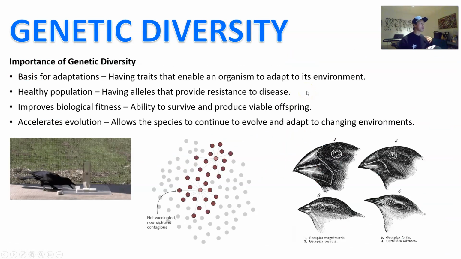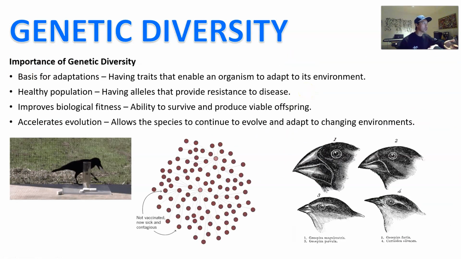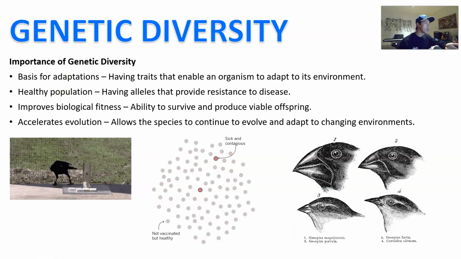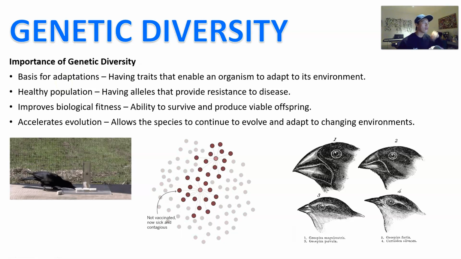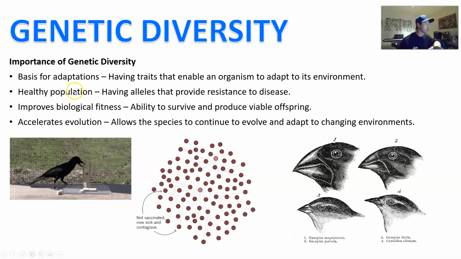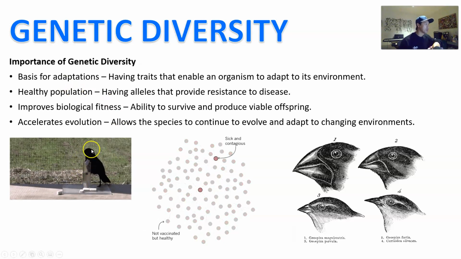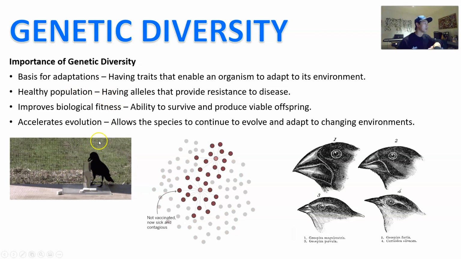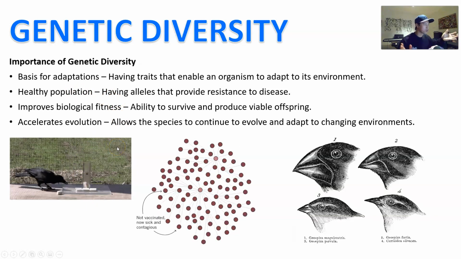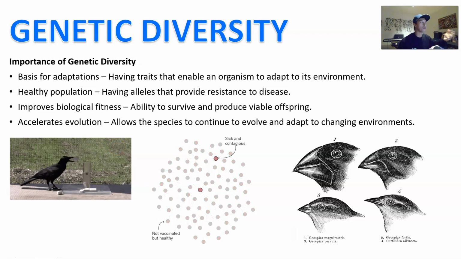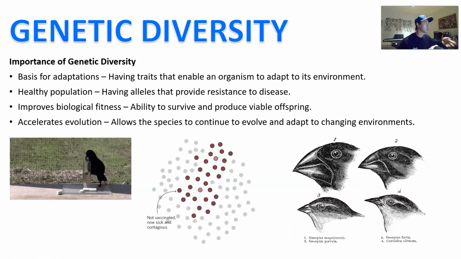Now, the importance of genetic diversity: having high genetic diversity means you have more opportunities or a basis for more adaptations, having traits that allow you to survive and adapt to the environment. So for example, with crows being intelligent, some crows are dumb, some crows are smart, and then the smarter ones are able to adapt better to their environment, etc., etc.